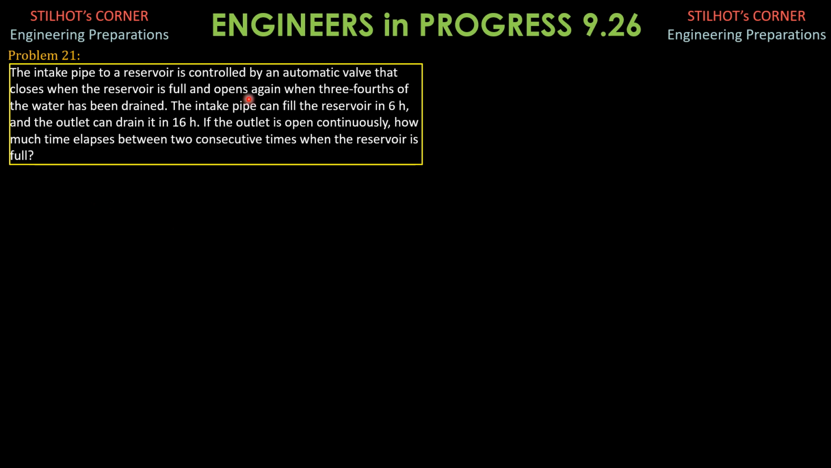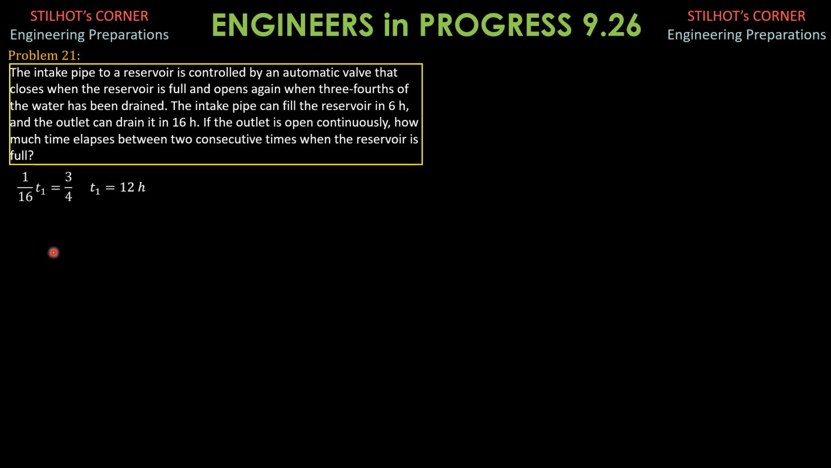So first, the rate of the outlet pipe is 1 over 16 times T sub 1, and we equate it to three-fourths. So 1 over 16 times T sub 1 equals three-fourths. Meaning to say, when the reservoir is full and the outlet pipe drains the water until three-fourths of the content of the reservoir is drained, the time that elapses is T sub 1. So T sub 1 is 16 times three-fourths, and that is 12 hours.